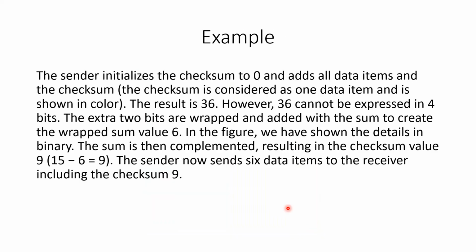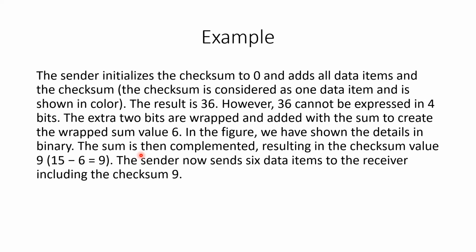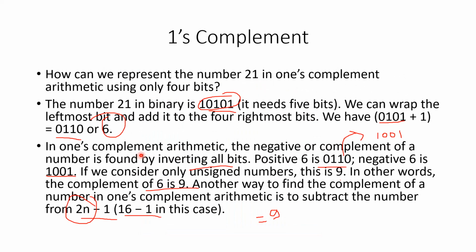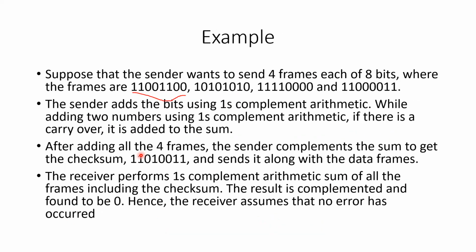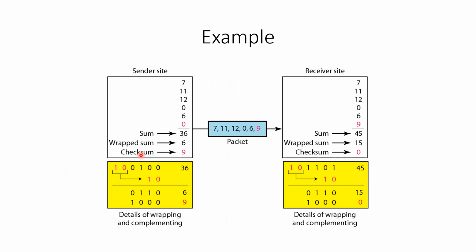So the sender initializes the checksum to 0 and adds all the data items. This is the same example, but we can take another example. See, this is the scenario. We have 5 data items: 7, 11, 12, 0, and 6. We will add all the numbers, so we'll see how we are doing this.